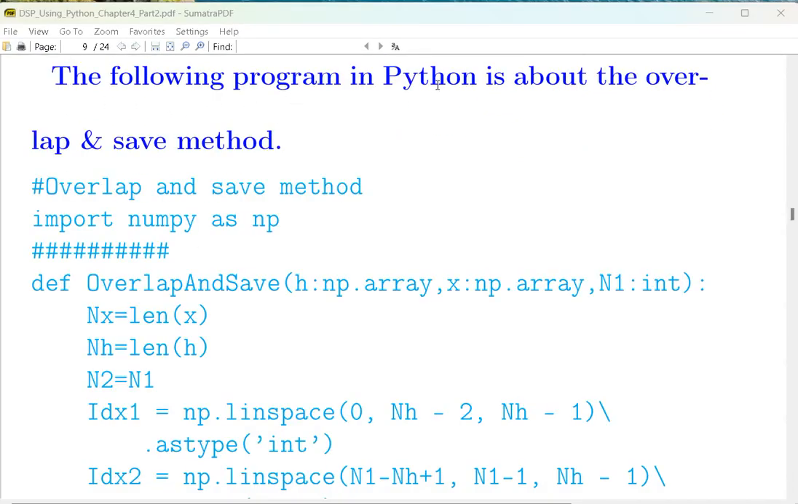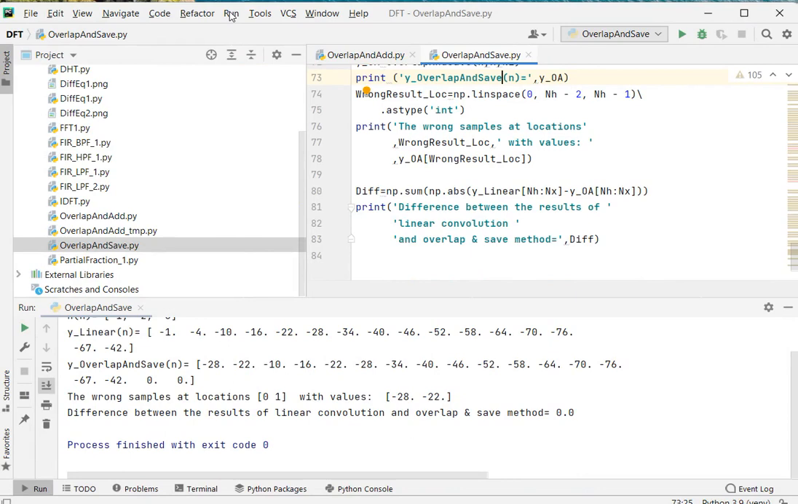The following program in Python is about the overlap and save method. Okay, we run the program.